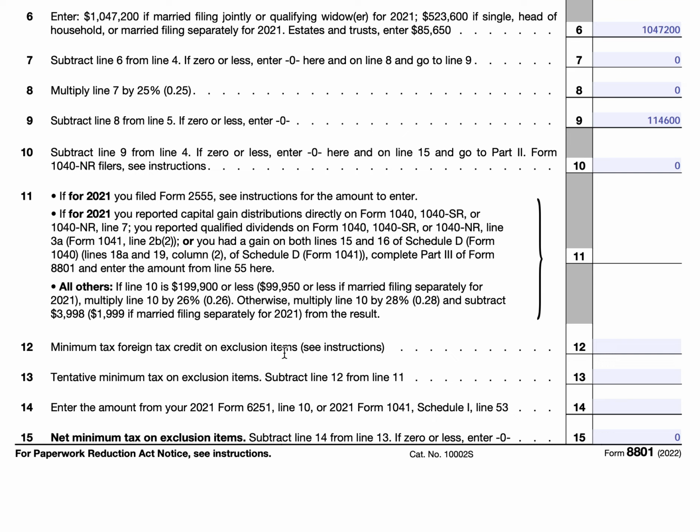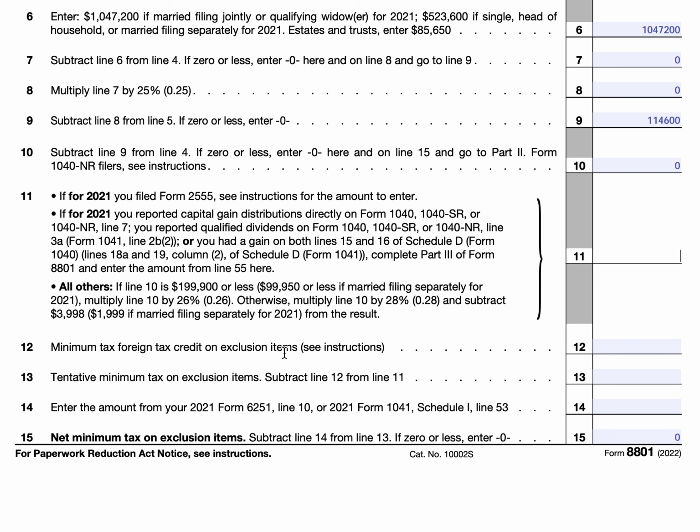So you would need to make sure you're going through the steps in the instructions, which are kind of hard to visualize. But first, if you claimed a foreign tax credit without filing IRS Form 1116, then your minimum foreign tax credit on exclusion items is the same as your foreign tax credit from Schedule 3 of your prior year. So you would enter that amount on line 12.